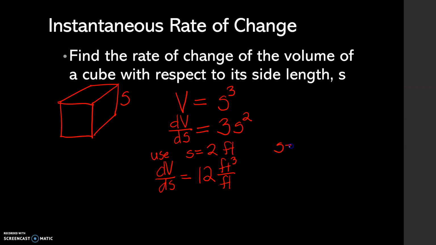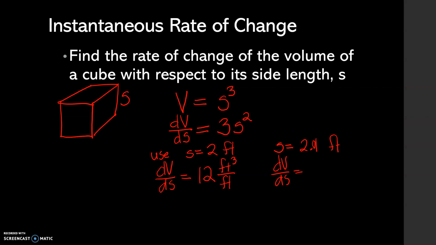Let's think about, what if the side length was not 2 but something near 2, like 2.1 feet? Would dV over dS, the rate of change of the volume compared to the side length, still be 12 cubic feet per foot? Of course not. It would be a number slightly larger. And in fact, even if we used a side length of 2.01, let's squeeze in a 0, the rate of change of the volume with respect to the side length still would not be 12. That 12 is an instantaneous rate of change.